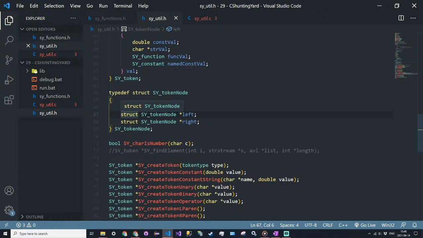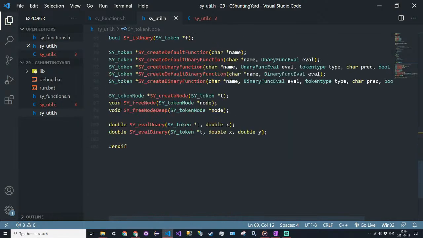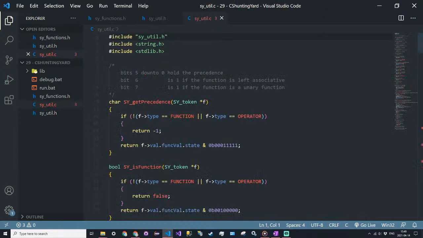Alright, so we have our binary tree node there. Maybe you've seen that before. And then we have a bunch of utility functions, which I will go over now in the source file here. So in syutil.c, we have our includes here, string and standard library.